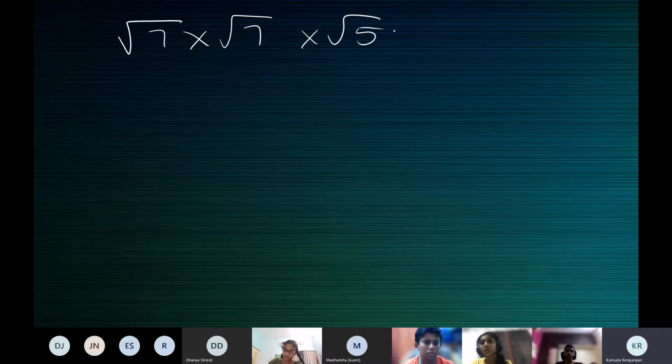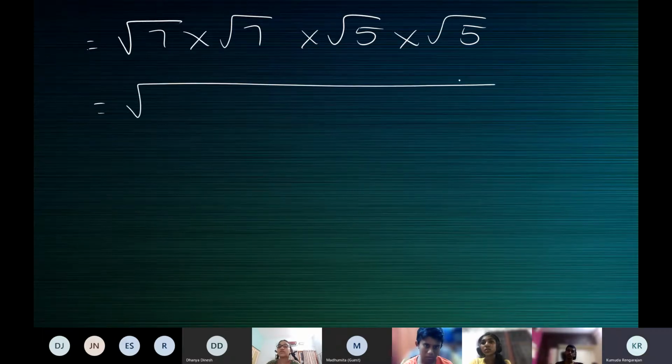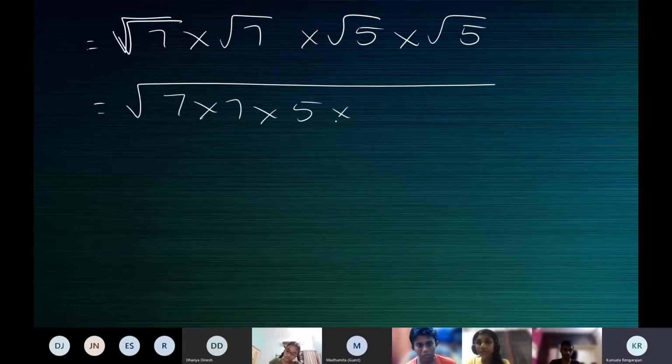Now tell me what is root 7 into root 7 into root 5 into root 5? Can I put everything under the same square root and multiply? Yes, ma'am. It's root 35. It's all square root, ma'am. Correct. But so it will be root of 7 into 7 into 5 into 5, correct?